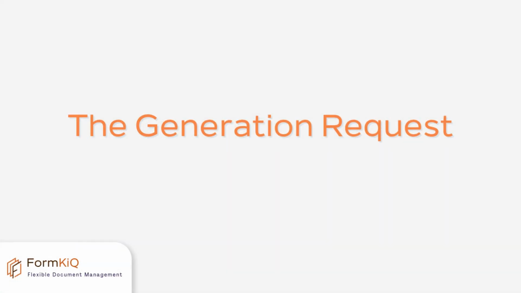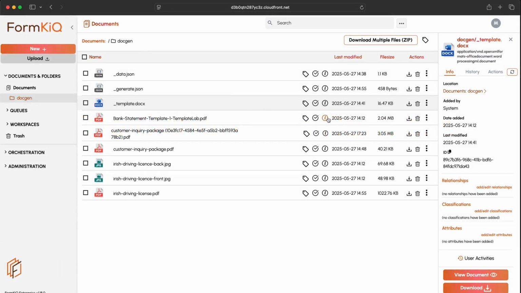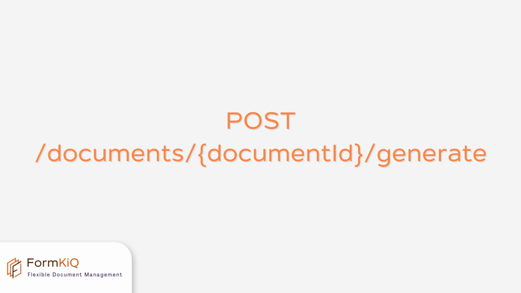Since FormKiQ is an API-first platform, we will use the API to create our document. To get started, we need to know the IDs of the documents we'll be including in our request. Here's the ID of the template document, for example. We can copy it to use in our API request. Generating a document is just one API call. We post to documents with the template's document ID and the word generate.